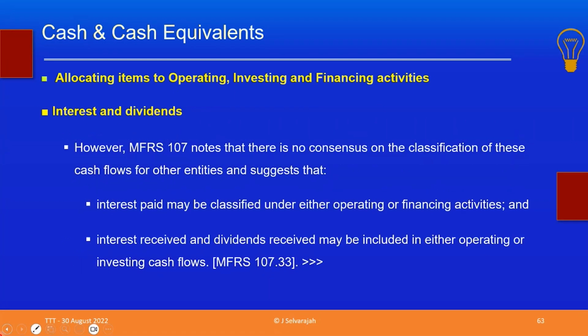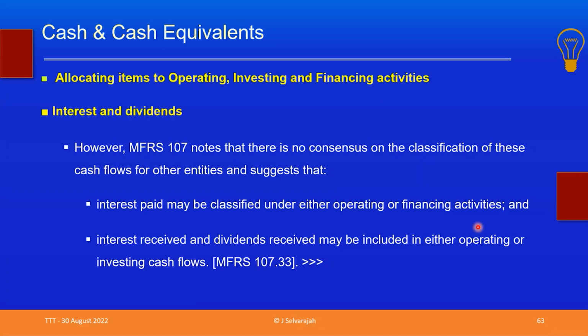Moving on. However, MFRS 107 notes that there is no consensus on the classification of cash flow for such entities, and suggests that interest may be classified as either operating or financing. Now, in the example that I gave you, the words "may be classified" do not apply, because one is definitely a financing transaction. You cannot say a financing transaction is investing. No way. Likewise, the investing one cannot be financing.